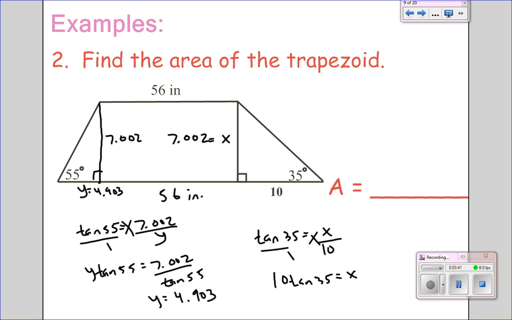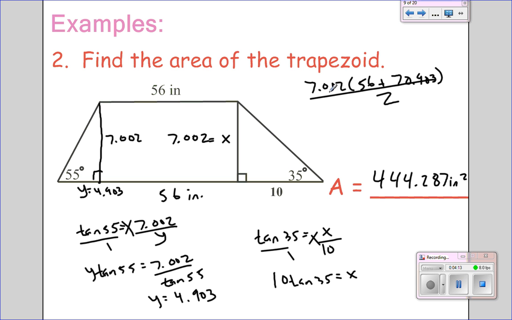Now we know the whole base, the height, and the other base. So the area is 7.002 times base 1, which is 56, plus base 2, which is all of that, so 56 plus 10 plus 4.903 gives me 70.903 here, divided by 2. So now type in 7.002 times 56 plus 70.903. Take that quantity divided by 2, gives me 444.287 inches squared. Hopefully you're able to get there.